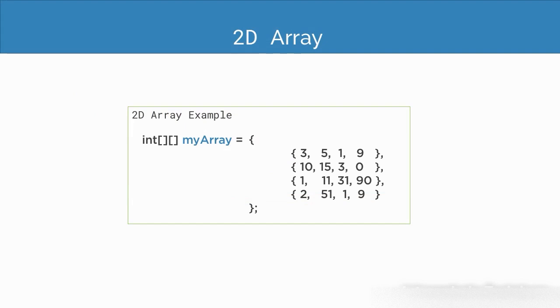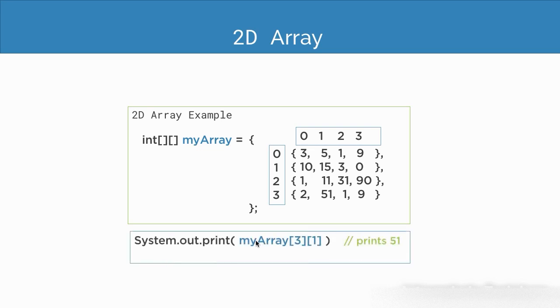So let me make it simpler. Here this is my 2D array, right? The indexing in case of a 2D array is done like this. It starts from 0 again, and here as well. So these are the rows and these are the columns. Now if I want to access the element 51, in that case I will simply use this statement. My array, the row of 51 is 3, so I will use 3, and the column of 51 is 1, so I will use 1. It will simply print out 51 in the output.